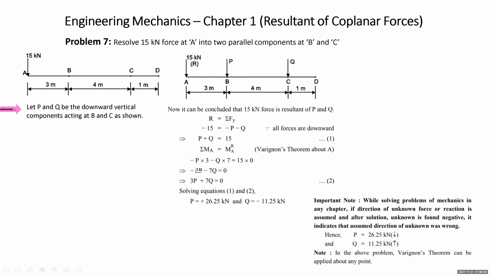All right. So minus 3P minus 7Q is 0. Now you got it, or we can write this equation 3P plus 7Q is equal to 0. Now equation number 1 and 2 we will solve. When we solve equation number 1 and 2, P comes out to be positive and Q comes out to be negative. Now at this situation, this is a very important note I have listed here in mechanics.